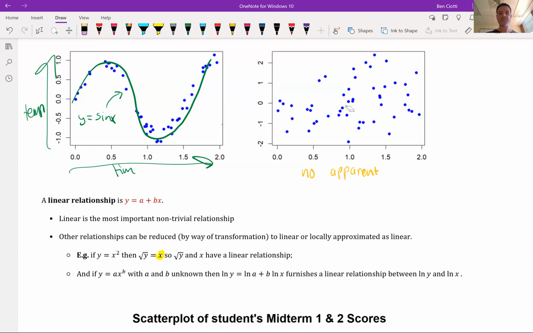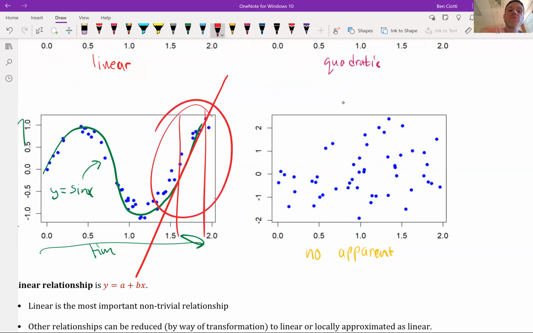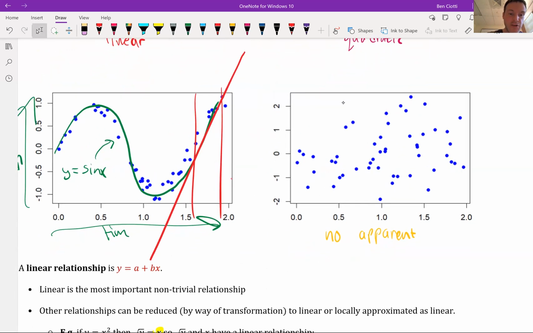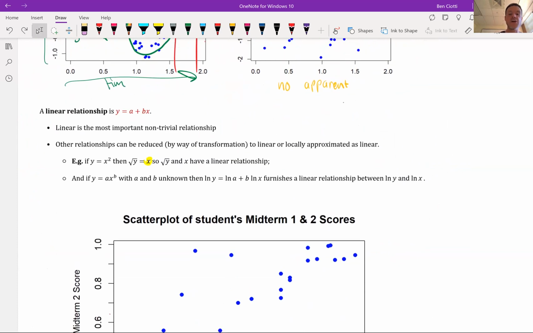Finally, sometimes you don't even have to do a transformation, but just restrict your attention locally. For example, in the temperature versus time relation, if you just restrict your attention, say, to the hours between 12 noon and 3 p.m., you can locally approximate that relationship as linear. So once again, linear analysis would be appropriate in that local region. Okay, so I hope I've convinced you of the importance of linear regression analysis. So now let's take a look at our midterm 1 and midterm 2 scores.